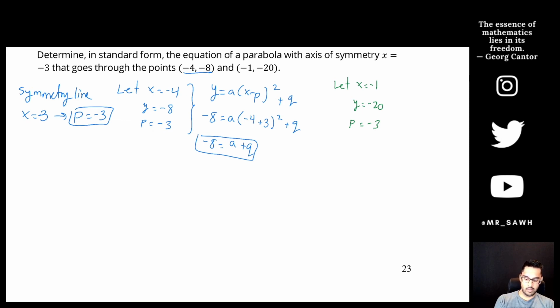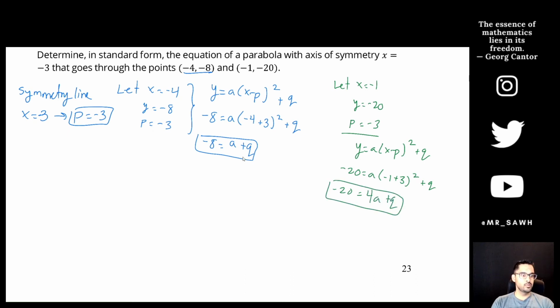And if I do that, well, I know that same form, a(x minus p) squared plus q. So I know that -20 should equal a times -1 plus 3 again squared plus q. So if I simplify that this time, -20 stays, -1 plus 3 is 2, squared is 4, so 4a plus q. Okay, so I have 2 equations now that use common variables.